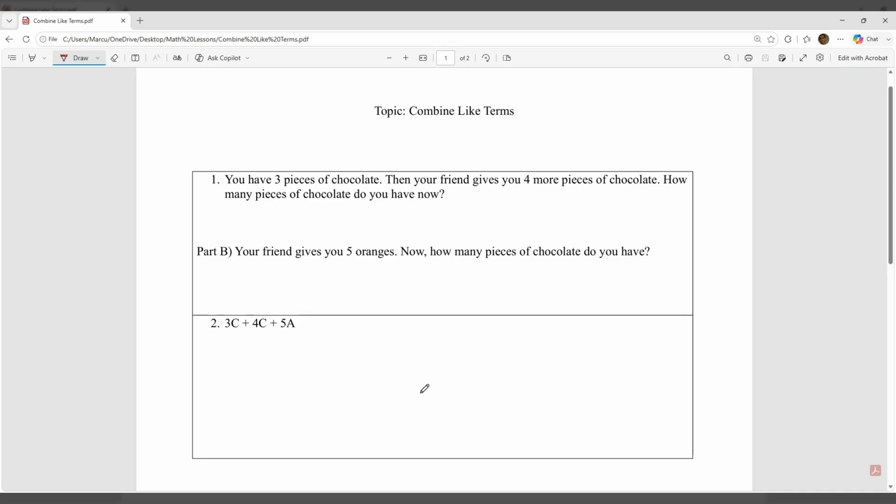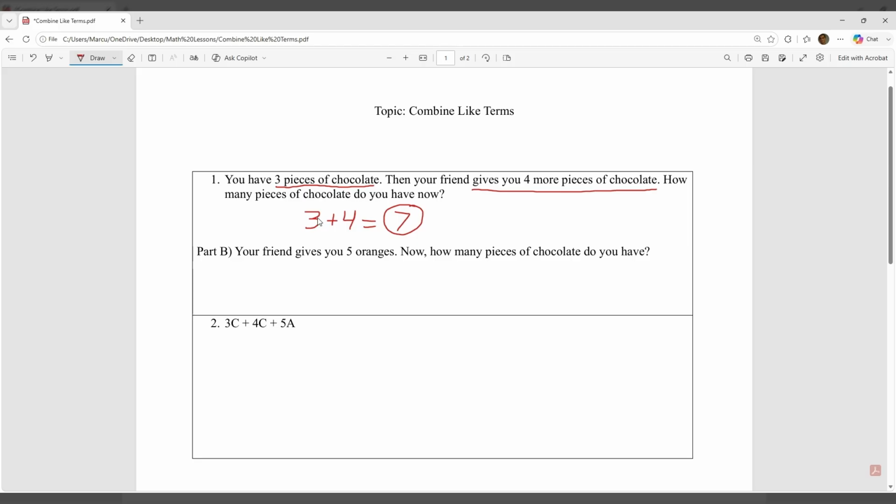So, for question one, you have three pieces of chocolate, then your friend gives you four more pieces of chocolate. How many pieces of chocolate do you have? So, again, let's start from the beginning. You have three pieces of chocolate, and your friend gives you four more pieces of chocolate. So, you have three. You get four more. So now you have a total of seven pieces of chocolate.